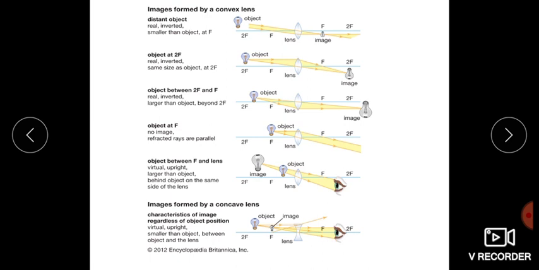Here in the picture, the object is kept at various positions and we are getting the images. See, the sizes are different and the positions of the images are different. Here, these two are inverted, whereas these two are erect. All these properties we will discuss one by one, and after that we will tabulate them. Let us see the first case.